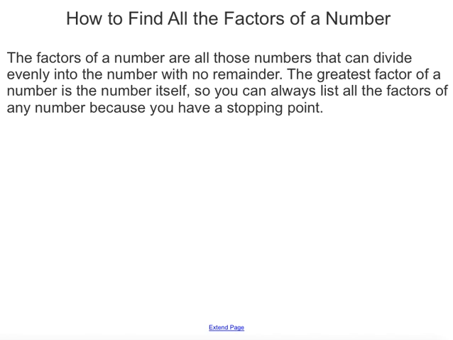So let's go back and use that number 18. If I was asked to find all the factors of the number 18, okay, I know that 1 and 18 are definitely factors. And that's what it means. The number itself is always going to be a factor. So 1 times 18, those are two factors, 1 and 18.